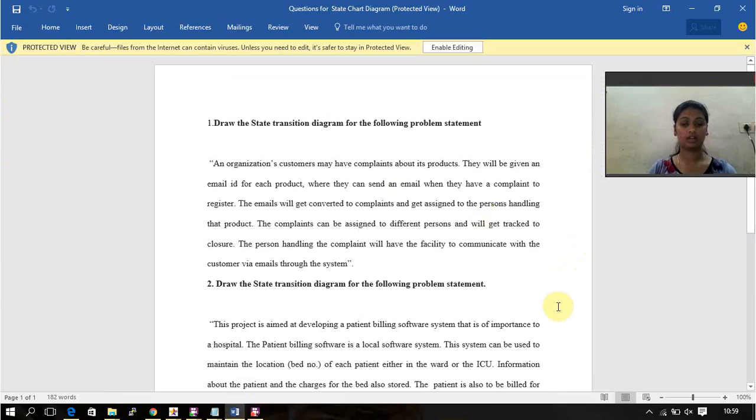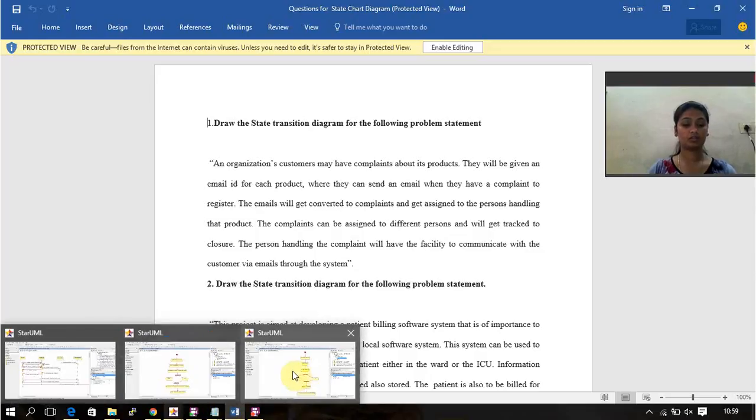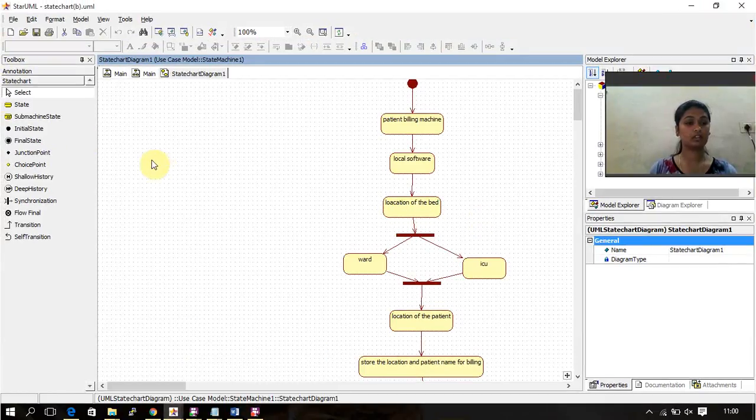And the second one, we are asked to draw a patient billing software system that is important for a hospital. That is given here in the state diagram, where the same initial state, final state, transition and synchronization are used. It starts with an initial state.